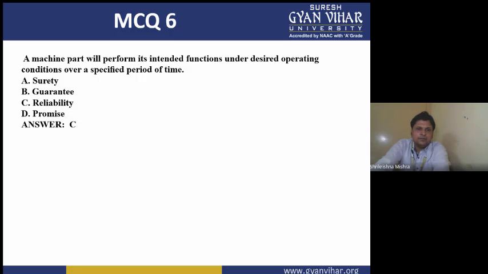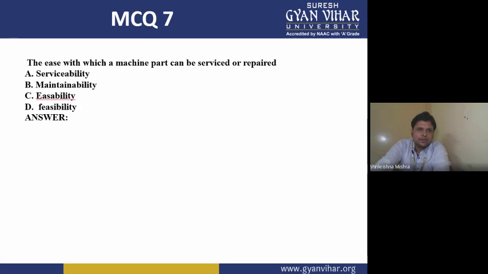Coming to multiple choice question number 7. The ease with which a machine part can be serviced or repaired is known as what? The easiness with which a machine part can be maintained or repaired or serviced, what is it known as? Serviceability? No, this is not the term which I have discussed with you. Easeability? This is also not the term. Feasibility? This is also not the term which is used. Maintainability is the correct one. The ease with which a machine part can be serviced or repaired is known as the second one. What?